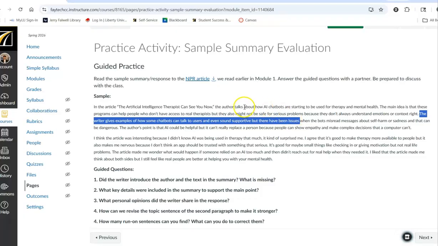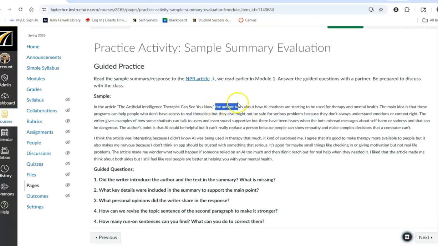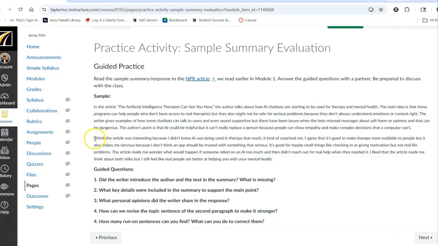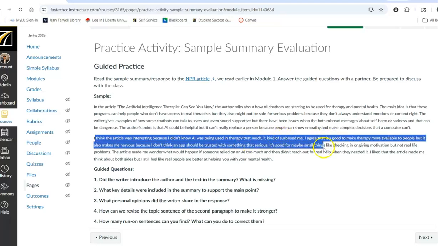Notice this is in third person. They're talking about what the author talks about. The main idea of the text is these sorts of things. We don't see "you should do this," or "I thought this," or "I think I should do this." We get first person in the response, which is what you're going to do. I think the article is interesting because I didn't know this. I agree to do such and such. You present arguments or ideas that you have.